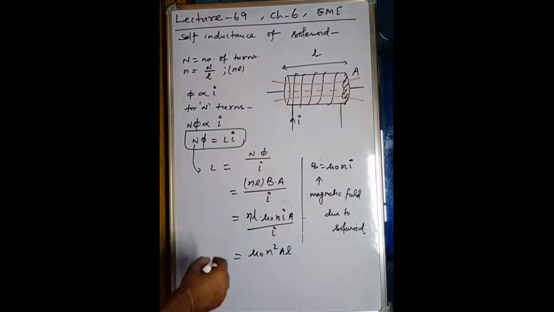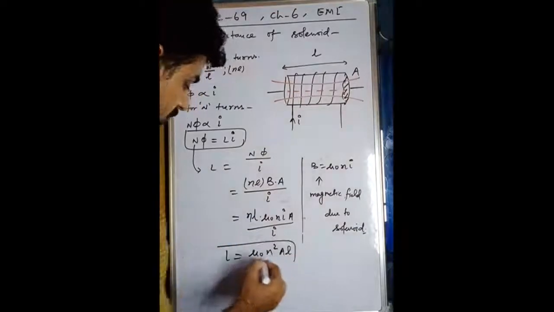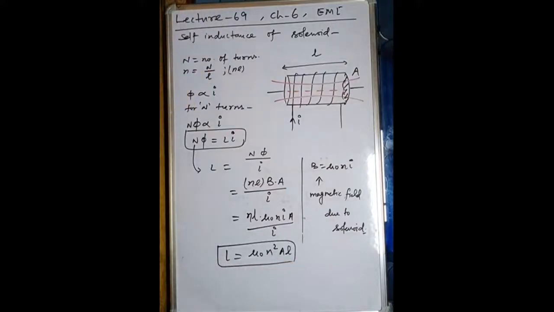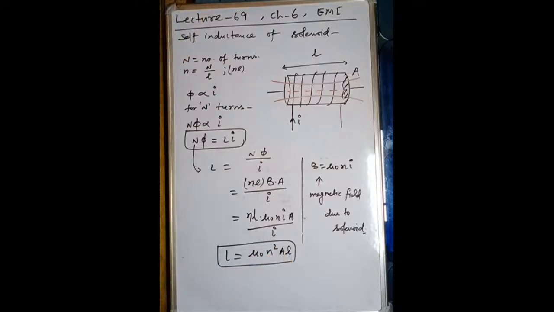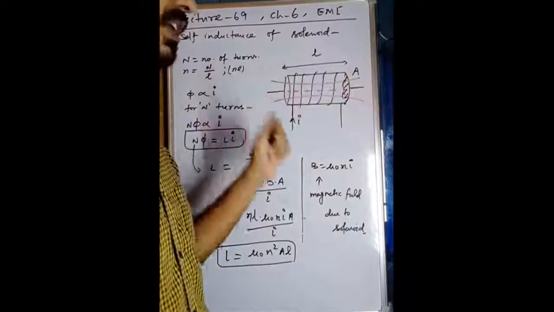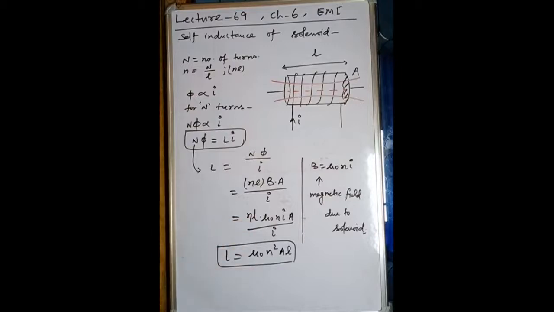Now this L is the self-inductance of the solenoid. To find the self-inductance of a solenoid, we need the cross-section area, the length, the number density of turns, and the permeability of the medium. If there is some medium inside the solenoid, we can again find the self-inductance, and this mu naught will be replaced by the relative permeability. We will discuss this in detail later on.